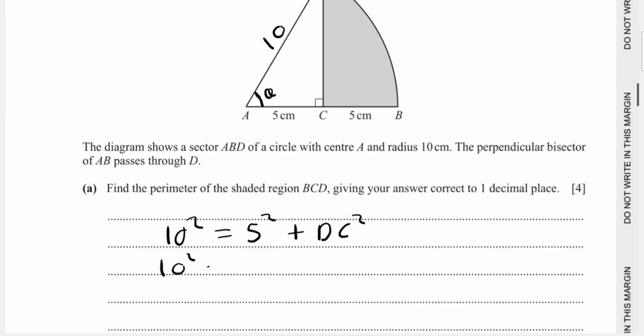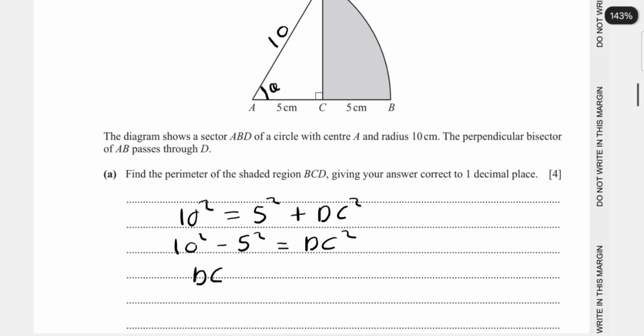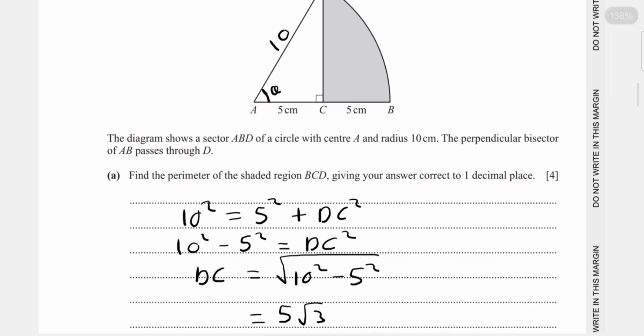Then 10 squared minus 5 squared equals DC squared. So DC is the square root of 10 squared minus 5 squared. Square root of 100 minus 25, that's 5 root 3, right?